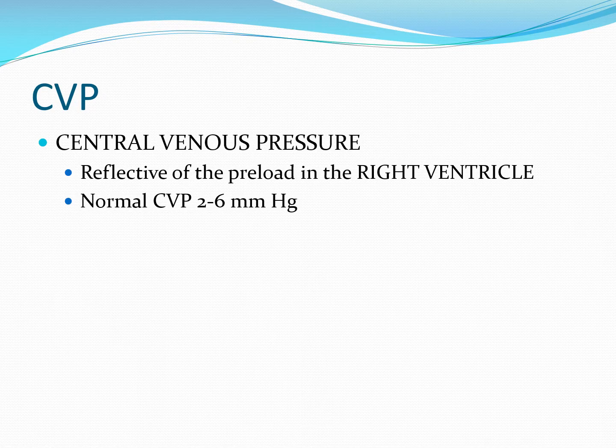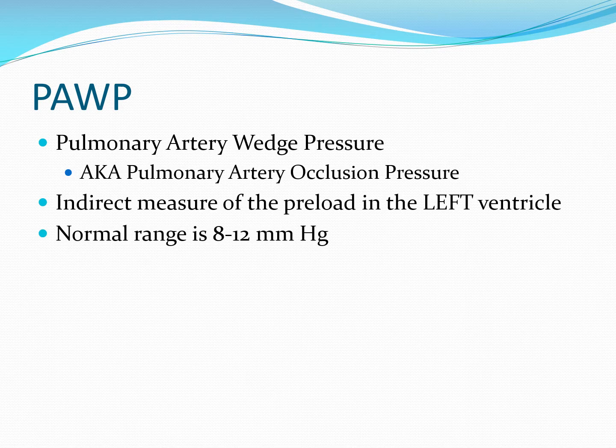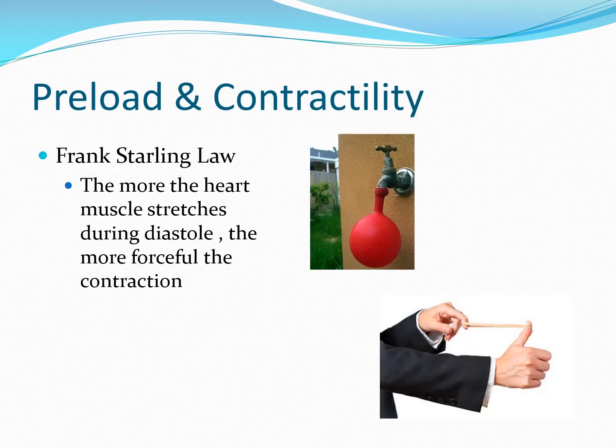So CVP generally is 2 to 6, and PAWP is usually 8 to 12. And then going back to our preload and contractility is our Frank-Starling law. This is like the rubber band law. I'm going to have more filling if I have more stretch in my vessels. Just like if I pull back on a rubber band and I let it go, the further I pull it back, the more it's going to snap back.